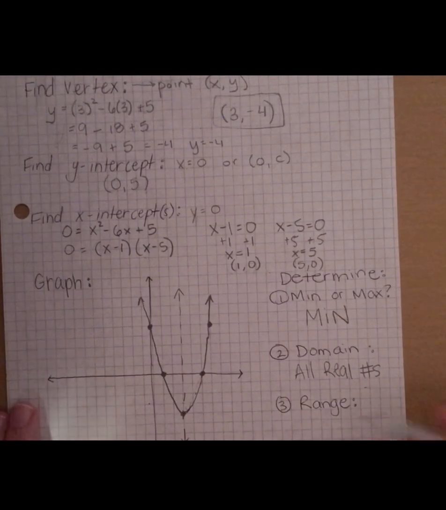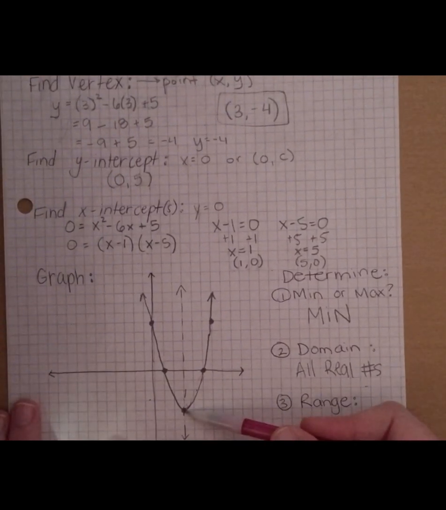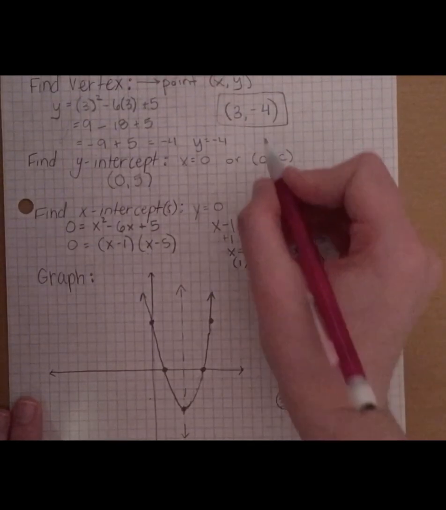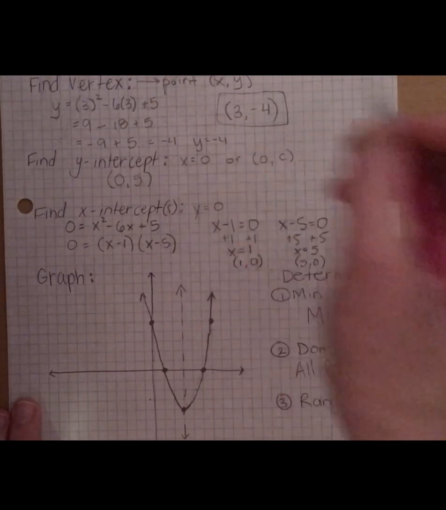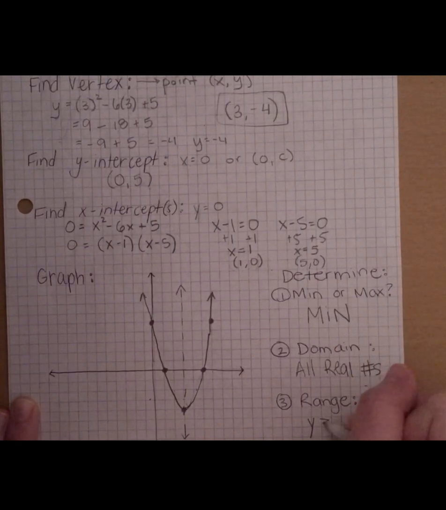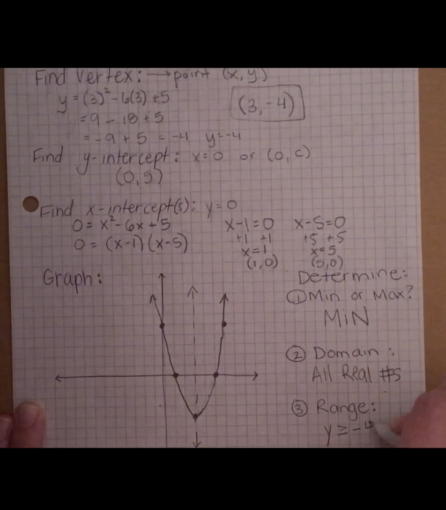And our range, well, are our values higher or lower than our vertex? Well, clearly our values are above our vertex. And now remember, range represents the y value. So you need to look at the y coordinate of your vertex, which was -4. And we said that the values are higher, so they are greater than or equal to -4.